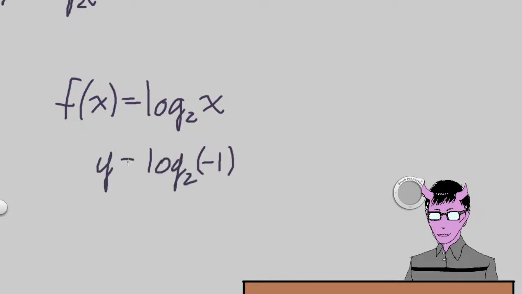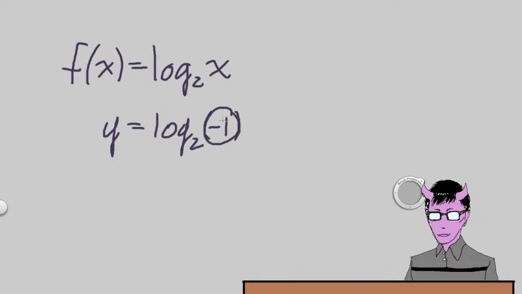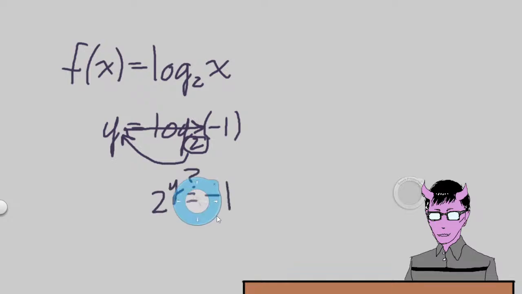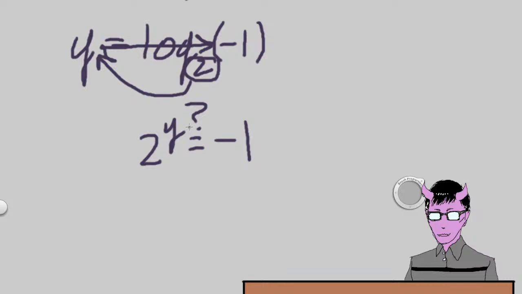So I'll rename that as y. So if x is going to be negative, then we can transform this one. This is basically base 2. And the rule is, if you take this base and you raise it to the y power, we're supposed to get this -1. So is this possible? And then you could try this out yourself.